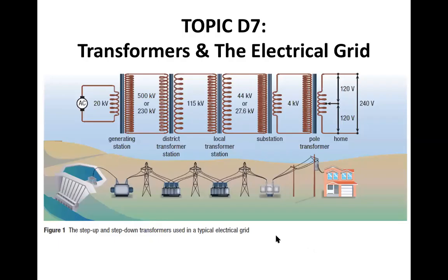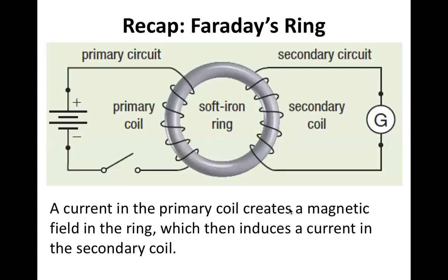Okay, now let's get to the real heart of topic D9, which is transformers and the electrical grid. So we do have to review Faraday's ring. If you recall, a current in the primary coil, which is connected to a battery and has loops around this soft iron ring, is going to create a magnetic field in the ring. And this changing magnetic field induces a current in the second circuit. So the secondary circuit that is not connected to a battery or a power supply, we will be able to detect a current in a galvanometer.